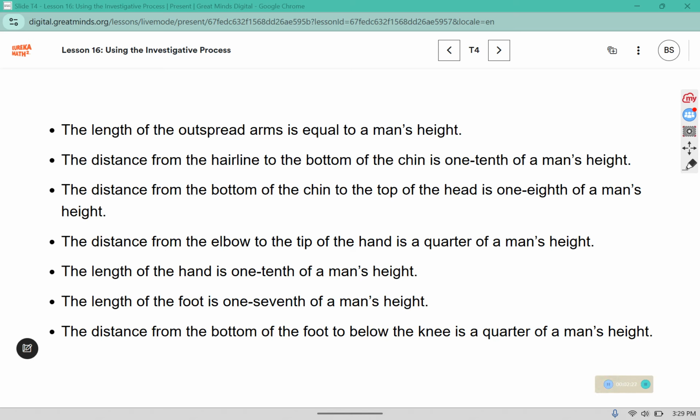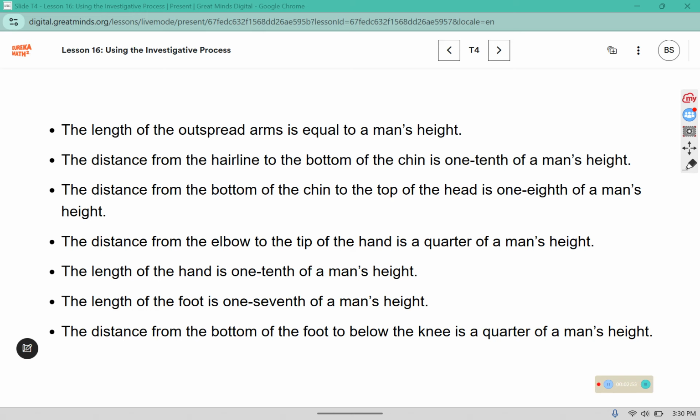The video is based on a drawing called The Vitruvian Man by Leonardo da Vinci, a famous Italian artist, scientist, and inventor from the 15th century. The drawing is named for Vitruvius, who studied relationships between measurements in the human body in the 1st century BCE. Here we have a list of different relationships found within the body.